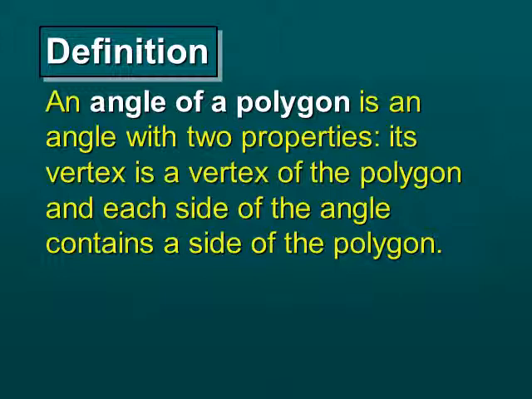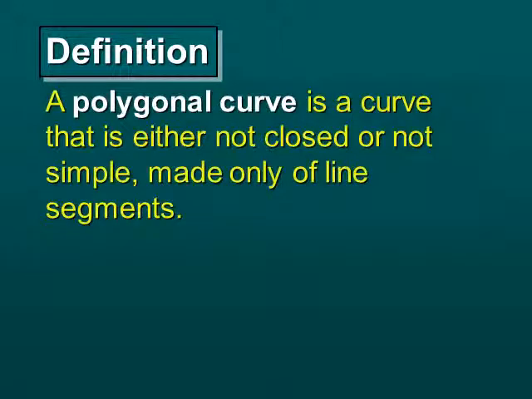And then if you have a vertex, you have an angle. And the angle has 2 properties. It's the vertex of the polygon and it's the vertex of the angle inside the polygon. Okay, so a polygonal curve doesn't mean it's closed or not closed. It can be both, and it can also be simple or not simple.